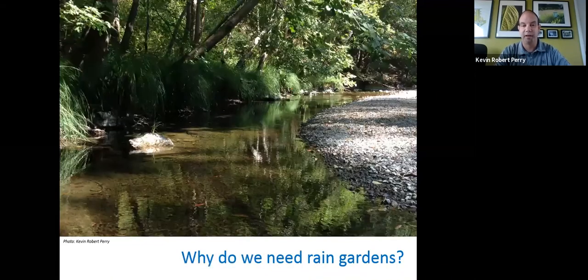Why do we need rain gardens? Well, if you take a hike into natural areas, you can see this scenario where you have water moving naturally through a stream. And if it rained, that water would slowly move into the ground and it would eventually get to the stream. It's largely an entirely pervious system. There's a lot of plant material there.